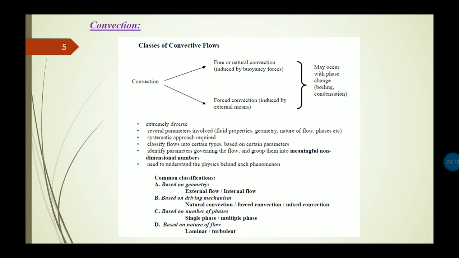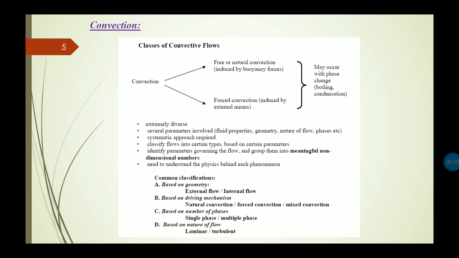And what is the classification of convective heat transfer? Earlier it was discussed that convective heat transfer can occur in two ways. One is free or natural convection, induced by buoyancy forces, which is already studied in fluid mechanics. Another is forced convection, which is induced by external means. So convective heat transfer can occur in two different ways: natural convection and forced convection.